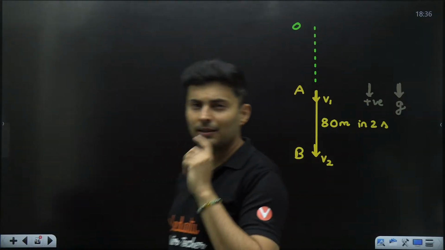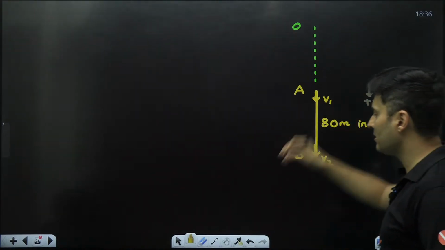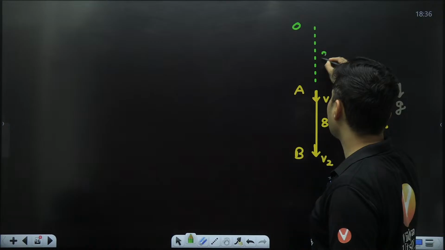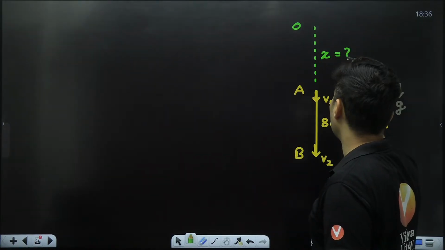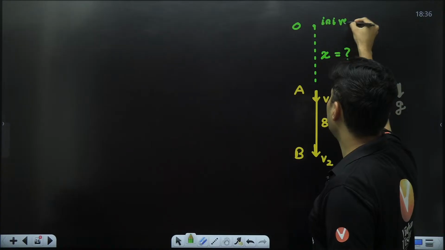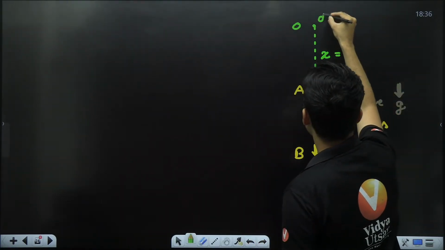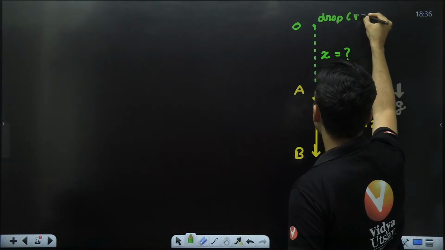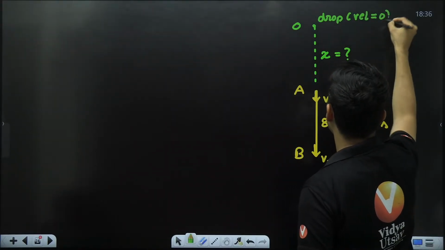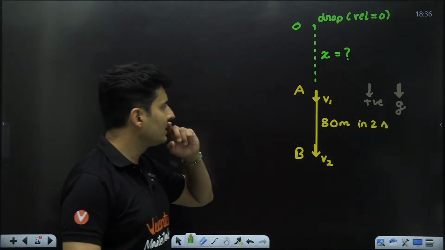Okay, let's try to think. If somehow I can find this speed, maybe I can find this displacement. I will call that x, and x is what has been asked. I know one more thing: since it is being dropped over here, the velocity at this particular position is 0. So how do I find v1 is the question.